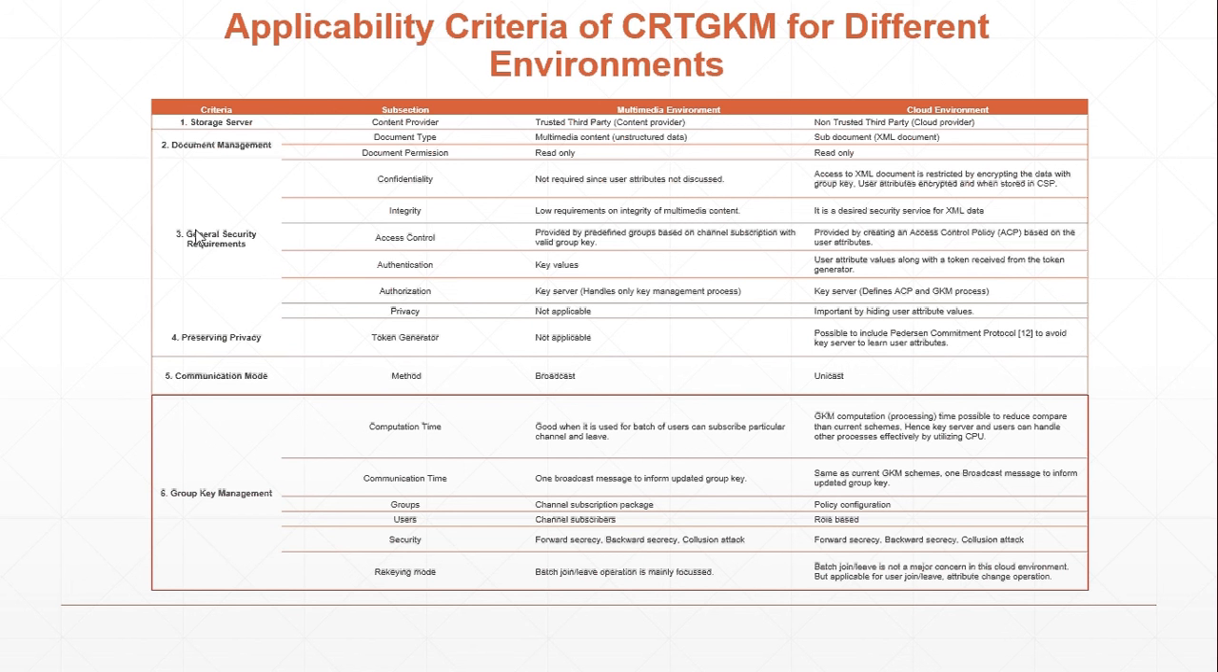Most of the common things from 1 to 5 have similarity. When it requires the CRTGKM to move over to the cloud environment, according to our best findings it is section 6, group key management. If we look closer at computation time, communication time, the rekeying mode, and the security aspects, it is more efficient than what the current cloud environment algorithms have.